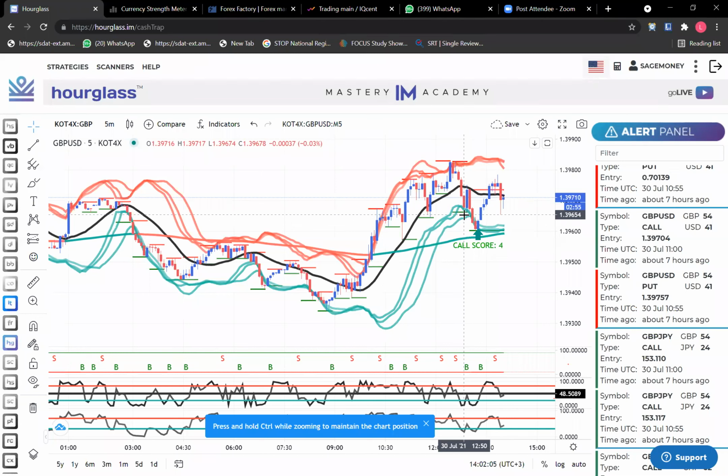Which currency strength meter is the best? Personally, for me, I use currency heat wave. I paid 13,000 naira for it, 12,000 something. But you guys can be using currencystrengthmeter.org until you perfect your trading.